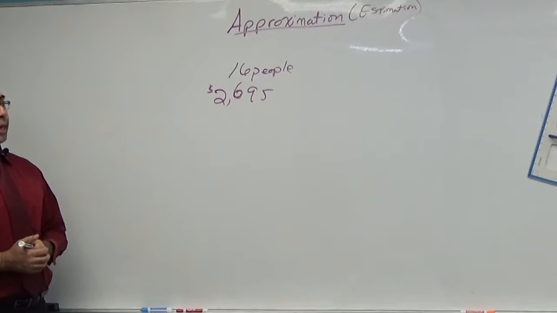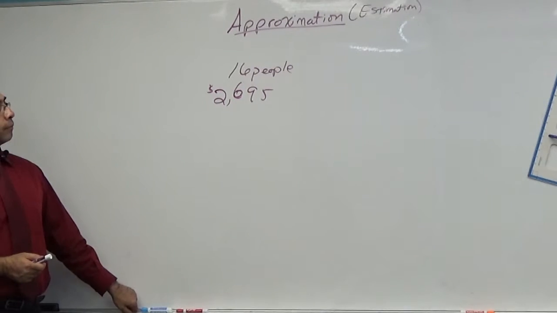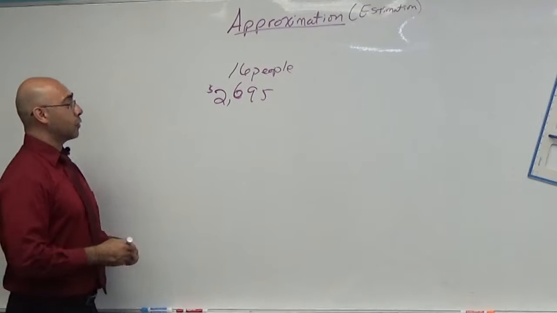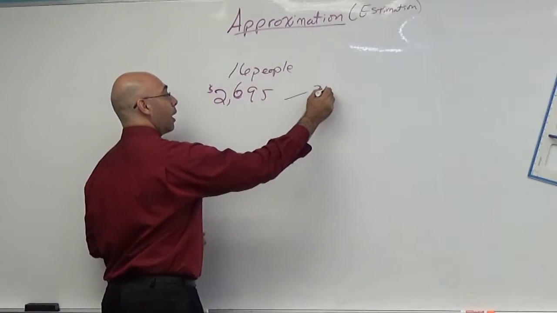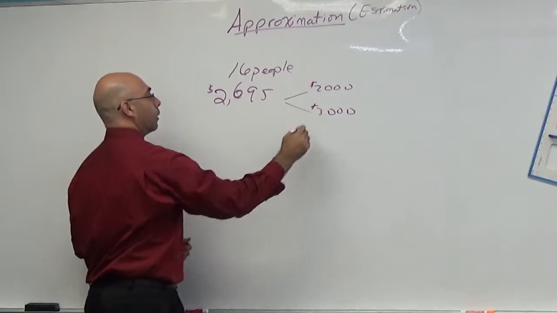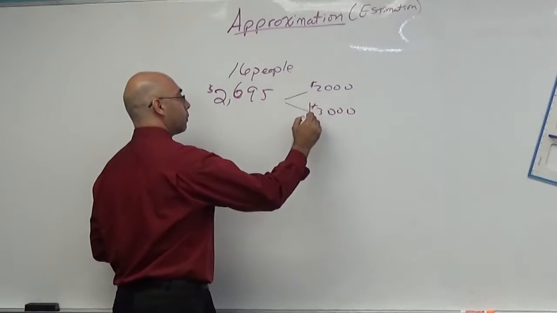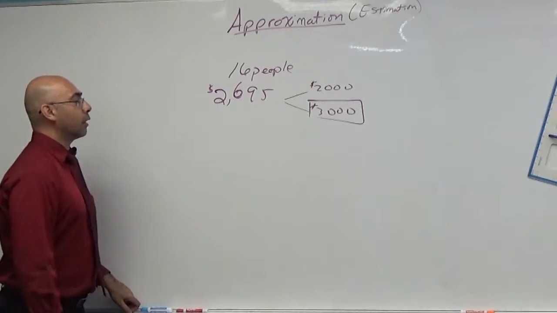How would you estimate that? Yes. So you would see if 2,695 is closer to 3,000 or to 2,000. And what would you say it's closer to? 3,000. It's closer to 3,000. So we're saying we have about $3,000.